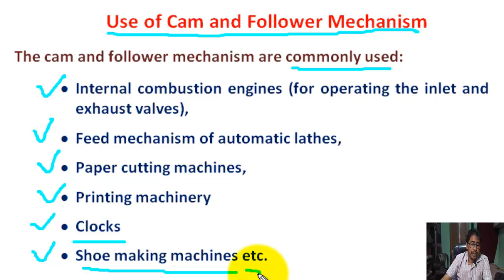Now, cam and follower are manufactured usually by die casting, milling, or by punch press.